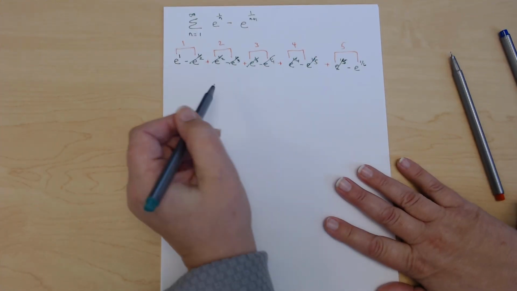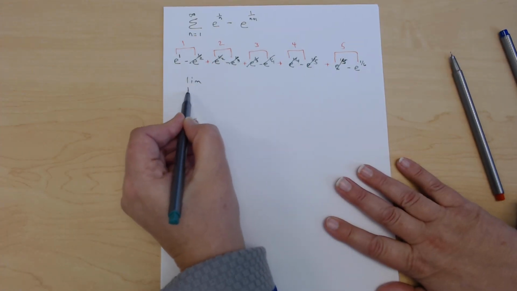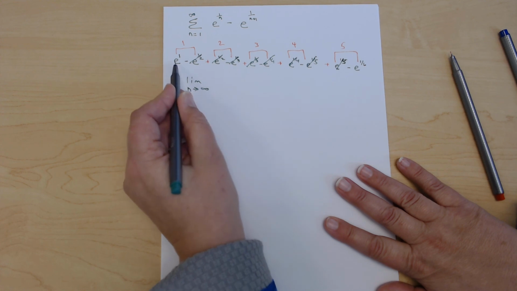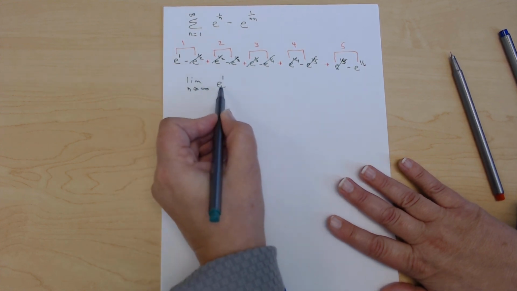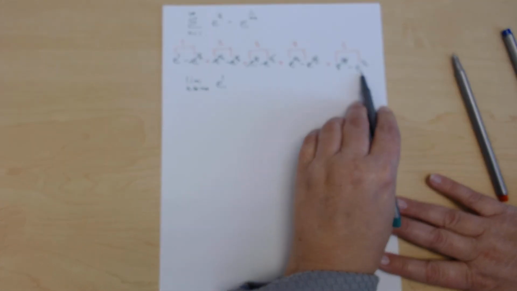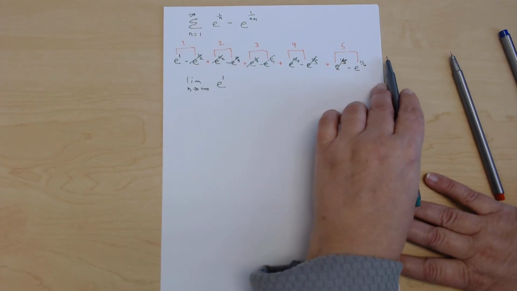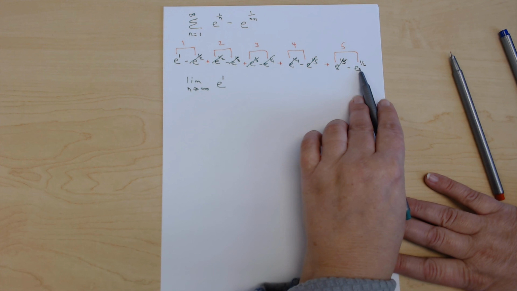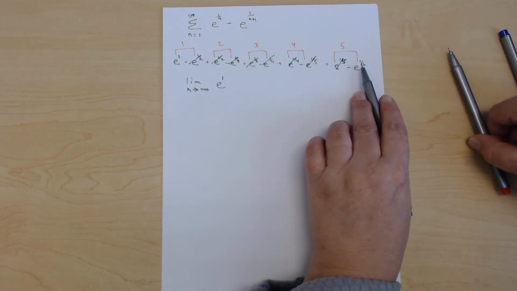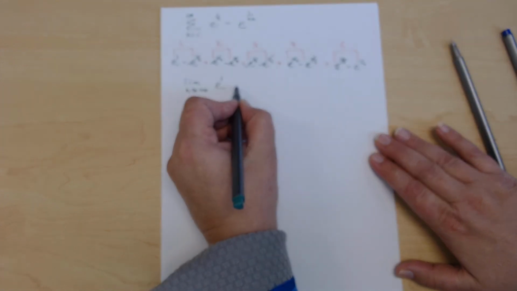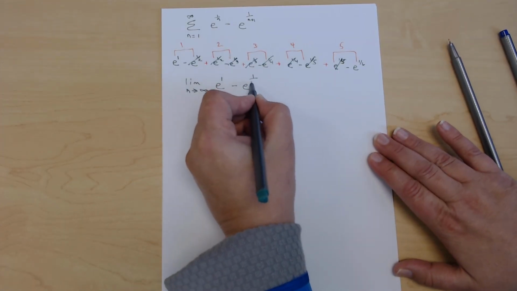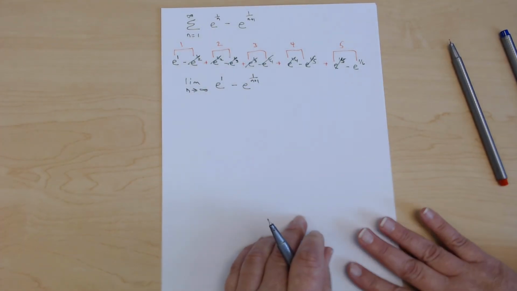So what do we have? We've got the limit as n approaches infinity of e to the first, so that's just e. We could write the 1 if we wanted, but that's just coming from here. And then technically the middle terms will cancel, so we just need the rule on the last one, which will never go away. So minus e to the 1 over n plus 1.